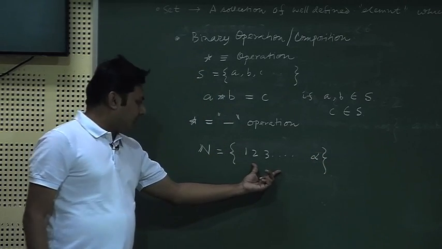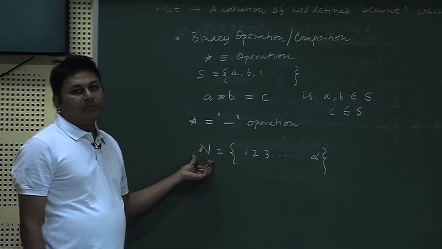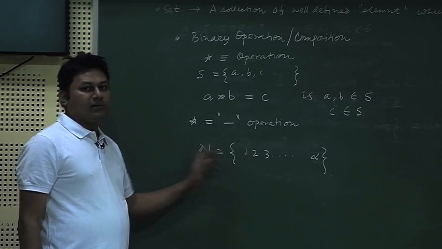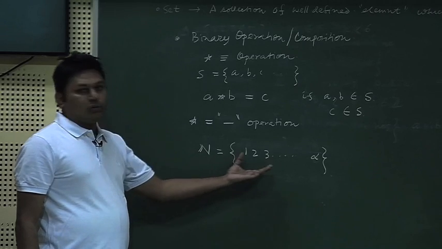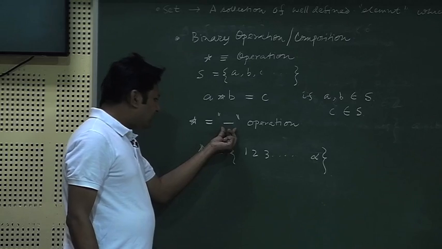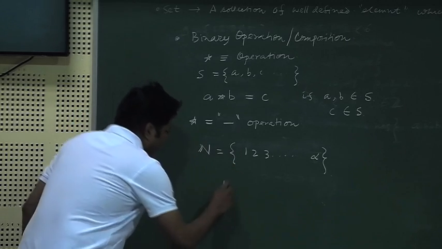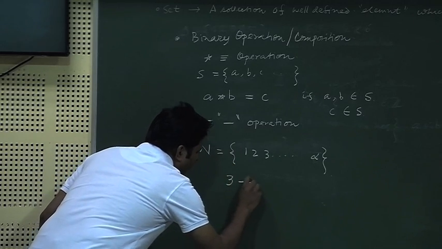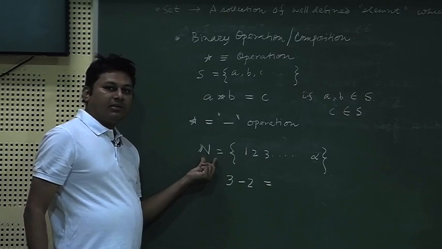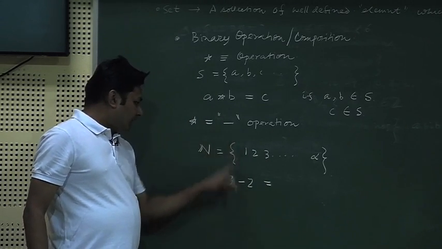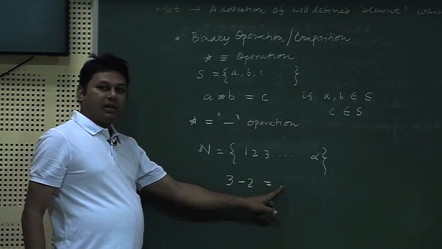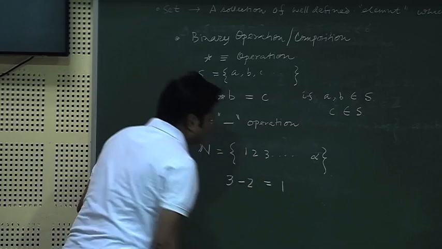Mind it, there is a difference between the set of natural numbers and integers. Integers also contain the negative values of 1, 2, 3 and so on, but for natural numbers there is no negative, and also 0 is absent. Now, if I operate this minus operator, for example 3 minus 2, where 3 and 2 are elements of this set N, I get 1 as a result.